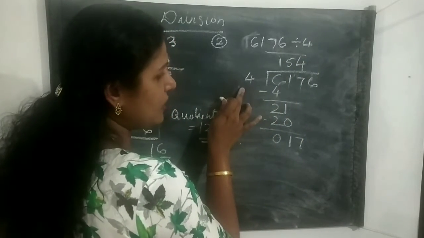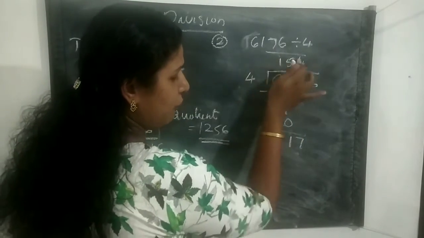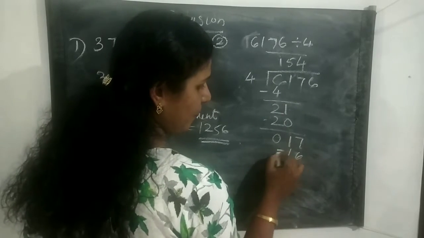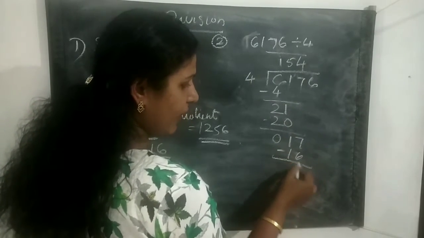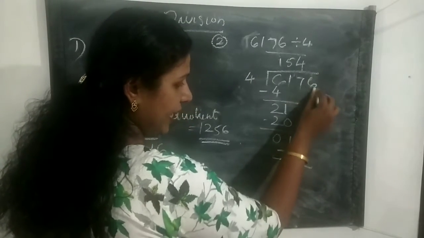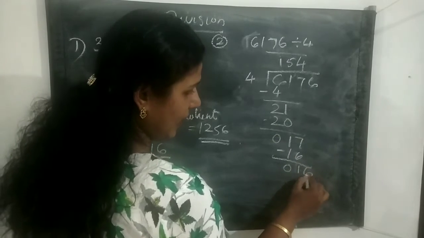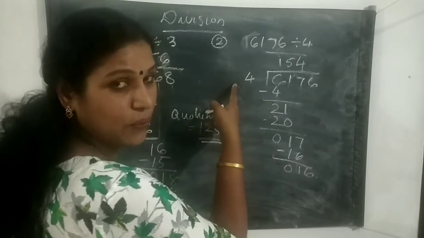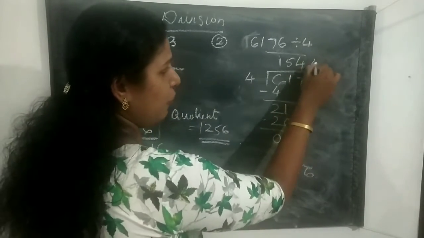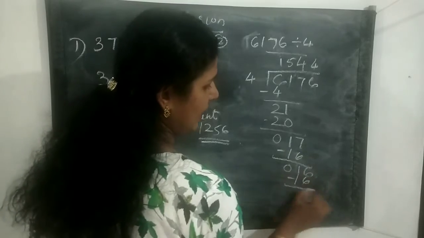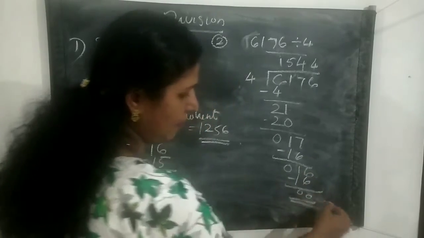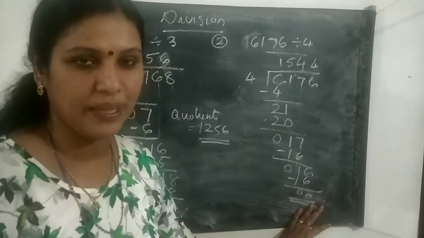How many times does it go? This 4. That is 4 times. That is 4 4s are 16. 7 minus 6 is 1 and 1 minus 1 is 0. The next step is also that is 16. How many times does it go? That is 4 times. That 4 4s are 16. Here we get as remainder 0 and we just stop there.